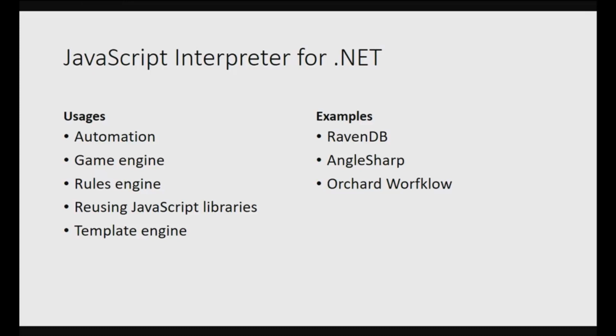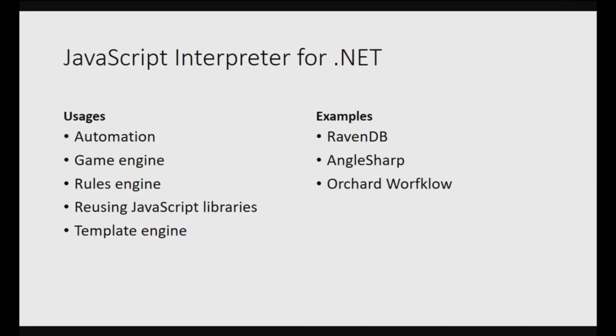The goal sometimes is to have some JavaScript environment to run some scripting, for instance automating your application, or if you have a game engine where you want to run some characters dynamically, and rule engines, and reusing JavaScript libraries or creating a template engine. So JavaScript can be used in many places. And if we want to do that in .NET, I made an open source project to evaluate that JavaScript code.